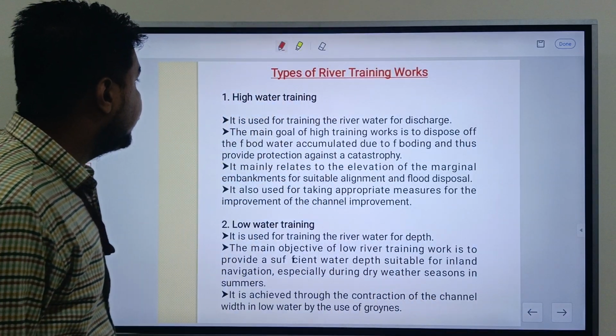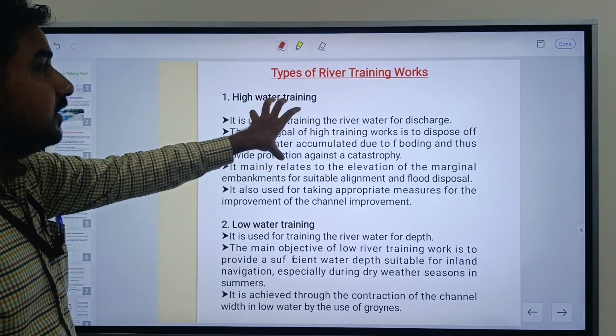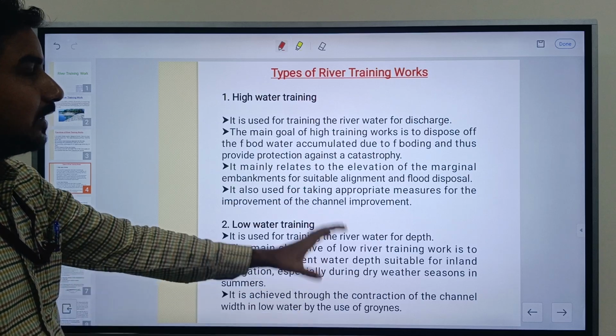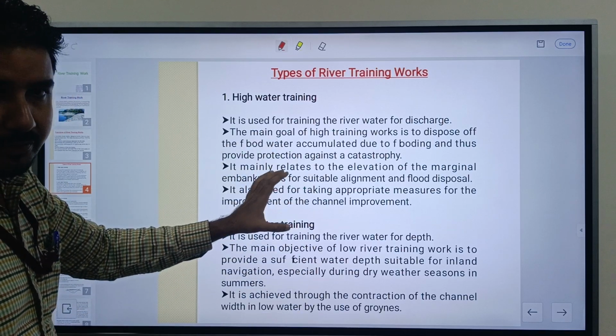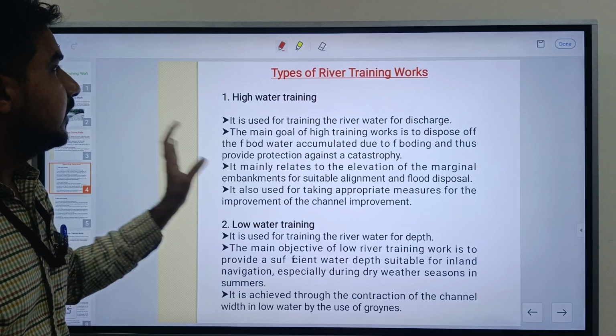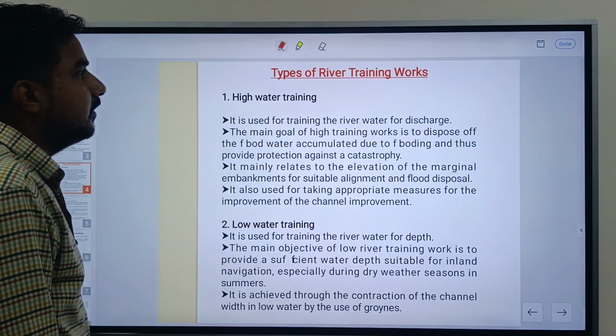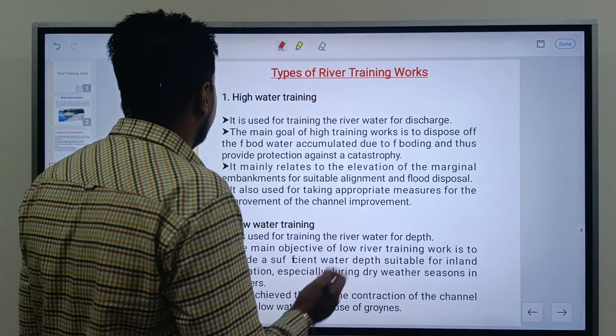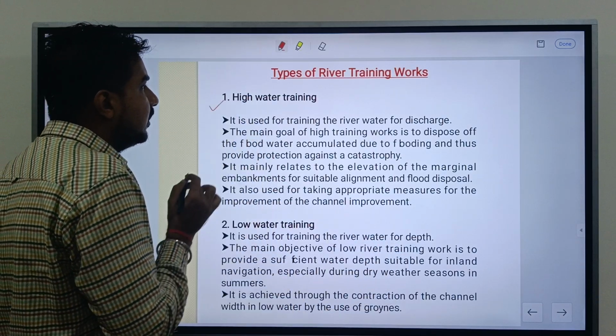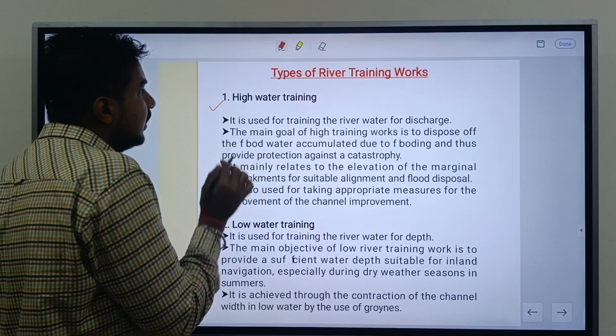Now, types of river training work. In the last slide we discussed the functions of river training work. Now in this slide, we will discuss the types of river training work. So river training work is divided into three categories. First one is the high water river training work. So let's start with the first one, high water training work.